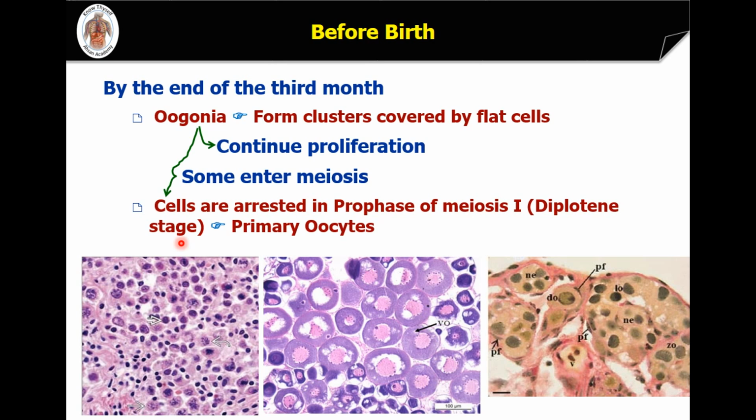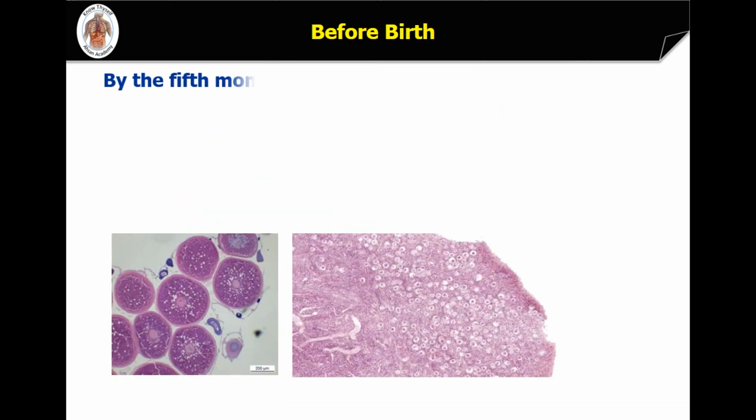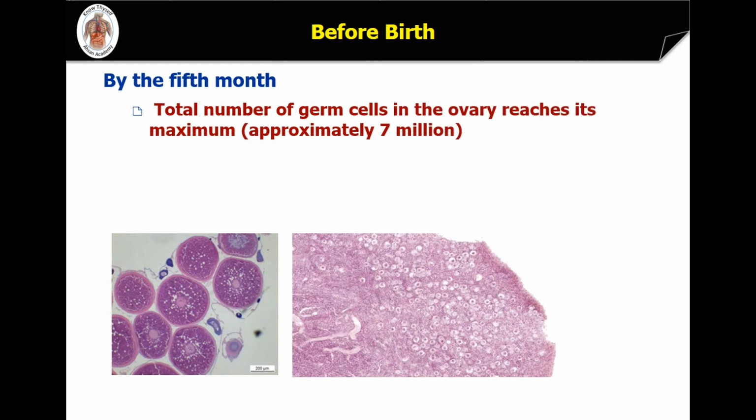Before that, it will stop, and this is known as the primary oocyte. So the primary oocyte is the oogonium that has entered into meiosis but is arrested in the prophase before diakinesis. So this is the diplotene stage of meiosis 1, and this cell is known as the primary oocyte. We will be able to see primary oocytes at the beginning of the 4th month in the developing ovary. Still, let us discuss the period before birth. The number keeps increasing, and in the 5th month we will find that the ovary has the maximum number of germ cells, approximately 7 million.